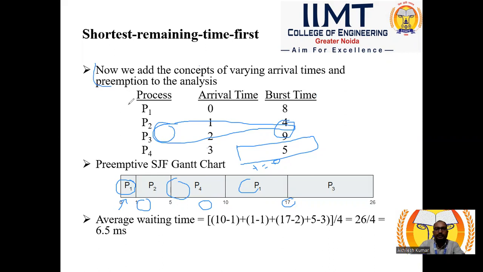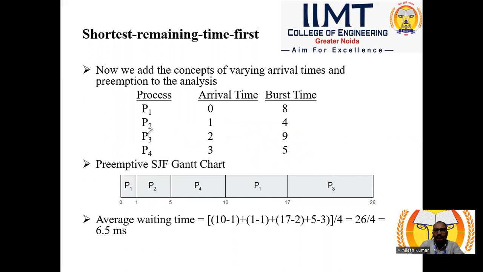Let's say process P1 has arrived at time t equal to 0, and its burst time is 8 milliseconds, and process P2 arrived at time t equal to 1 millisecond, and its burst time is 4 milliseconds. Process P3 arrived at time t equal to 2 milliseconds, and its burst time is 9 milliseconds. Process P4 has its arrival time as 3 milliseconds, and its burst time is 5 milliseconds. Now we prepare the Gantt chart for each process.